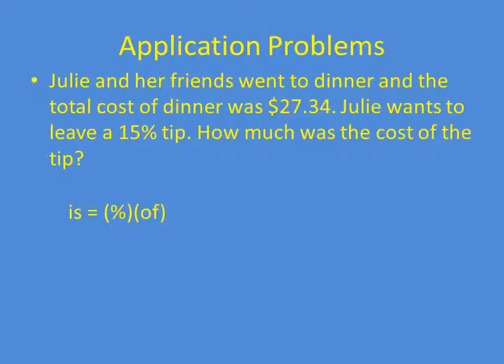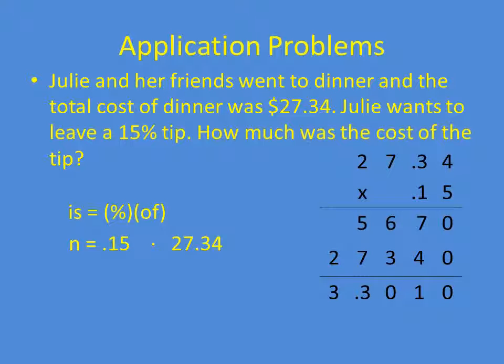Now I am going to change that to a decimal, as you see right here. Now I've got to look for the of. In this case, the of is the total amount of the dinner, which is $27.34, and I put it right here, and I'm going to multiply 15 hundredths times $27.34. Here's my multiplication. This one, I have 4 digits behind the decimal in my problem. 1, 2, 3, 4. So when I bring that decimal in, I have to bring it in 4 places.